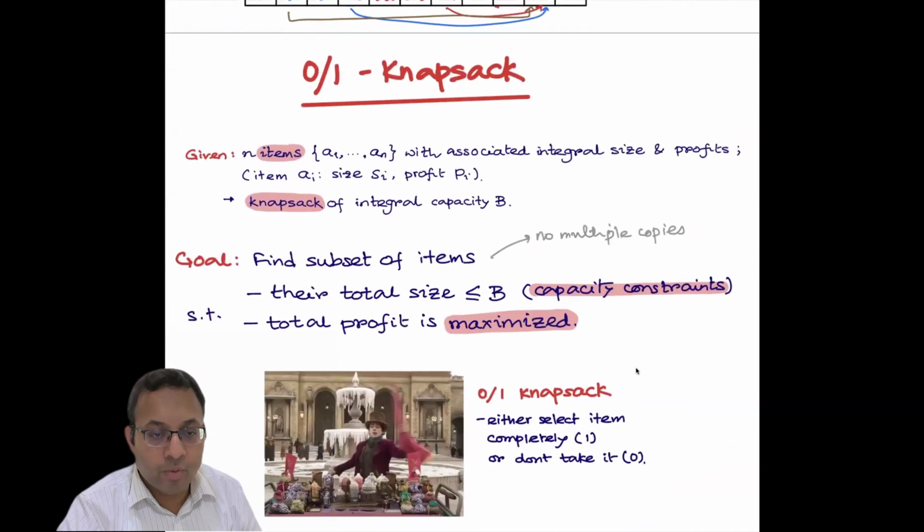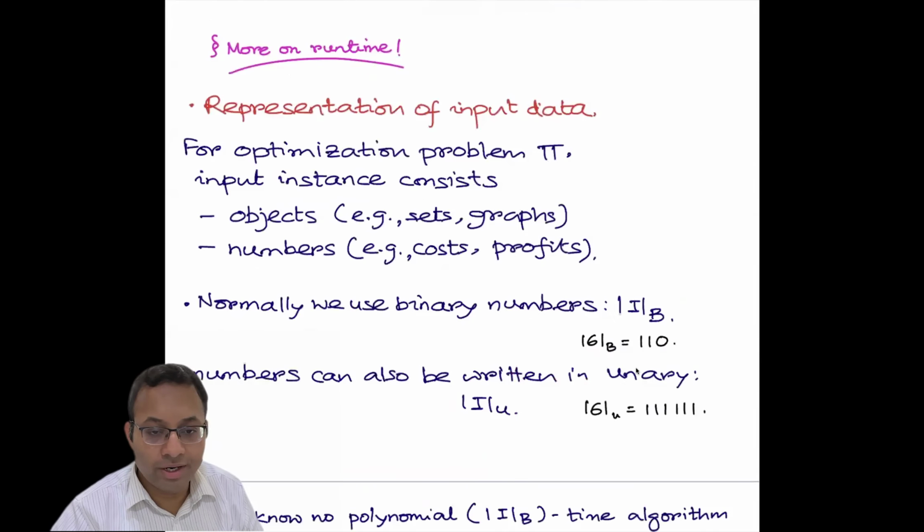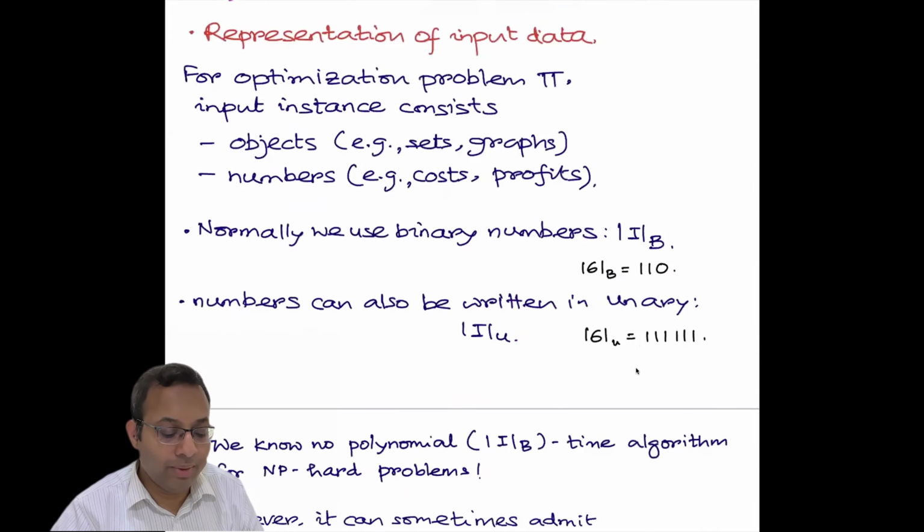In the 0-1 Knapsack problem, we are given n items a1 to an. Each item ai has size si and profit pi, and we are given an integral knapsack capacity b, and we are assuming all sizes and profits are also integral. Our goal is to find a subset of items such that their total size is at most b and their total profit is maximized.